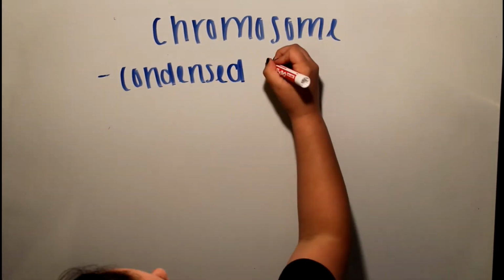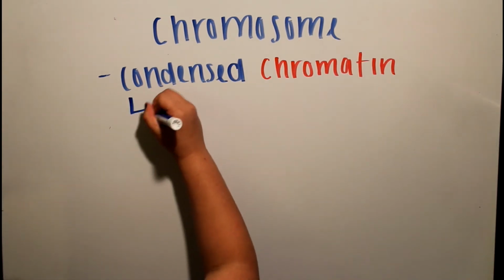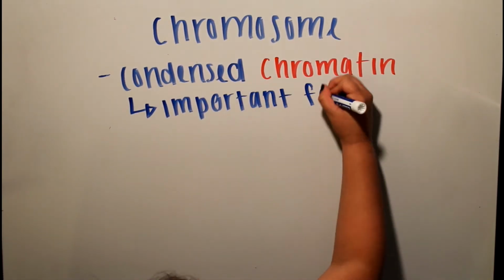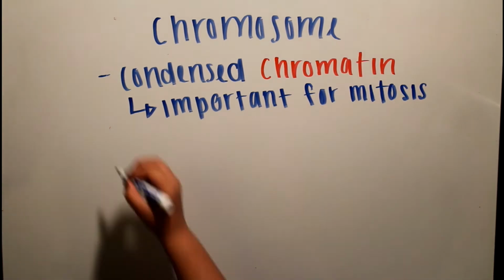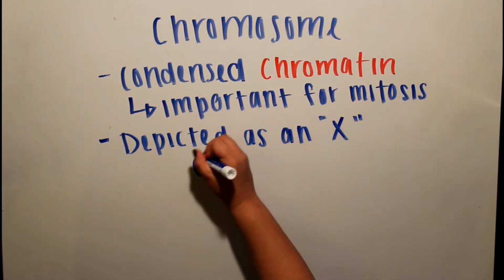Now onto chromosomes. Chromosomes are condensed pieces of chromatin, and this is important for mitosis. We'll get to mitosis later in the video. When drawing chromosomes, it is common to depict them as an X, as shown below.